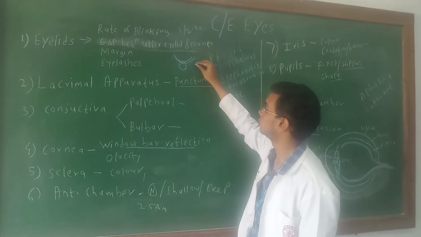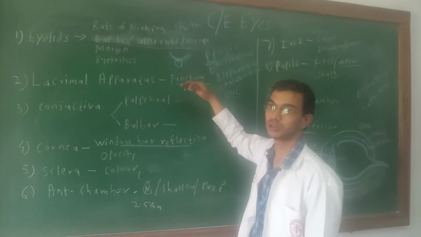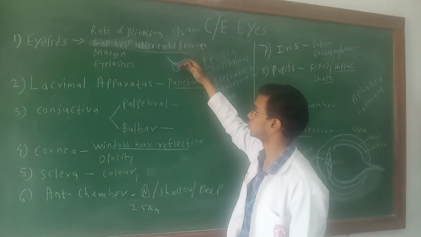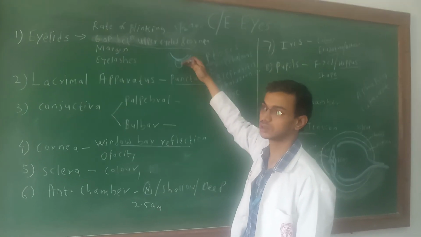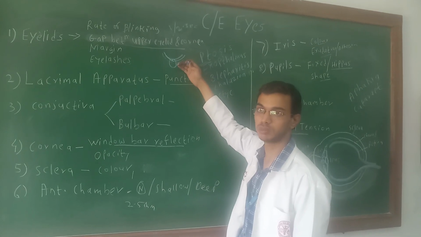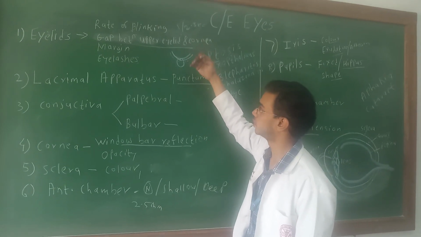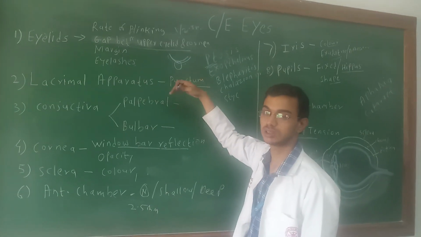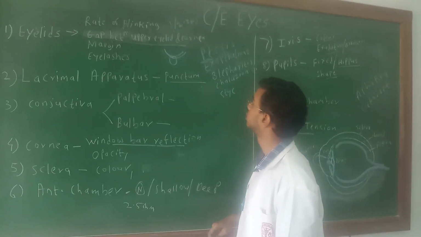It can be mild, moderate, or severe depending on how much the upper eyelid covers. More than 2 millimeters is called mild. If it covers 3 millimeters, it is called moderate. If it covers more than 4 millimeters, it is called severe ptosis.